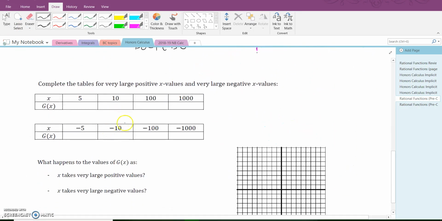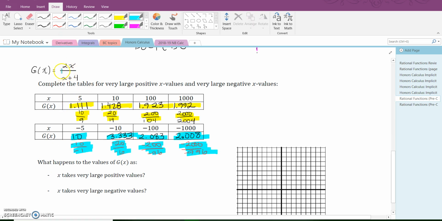Okay, if I want to do larger and larger values, I'm going to do the same exact thing I did before, except I'll do it for like 5, 10, 100, 1,000. When you type these in the calculator, you can do that on your own. I'm going to fill in the values we get. Here I have a table for x values that are getting larger and larger, starting from 5 all the way to 1,000.